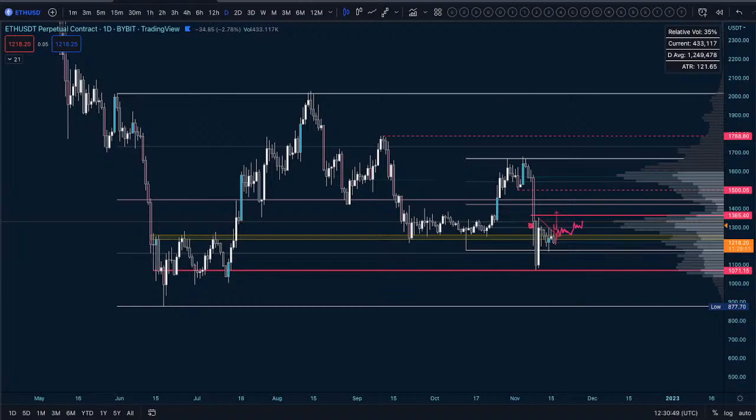That's why it's important to mark your levels well and to understand where the price is trading. For now, the price is trading between here and here, right? If it breaks above, then aim for the next one. If it breaks down, aim for the next one. If it keeps breaking down, aim for the next one.